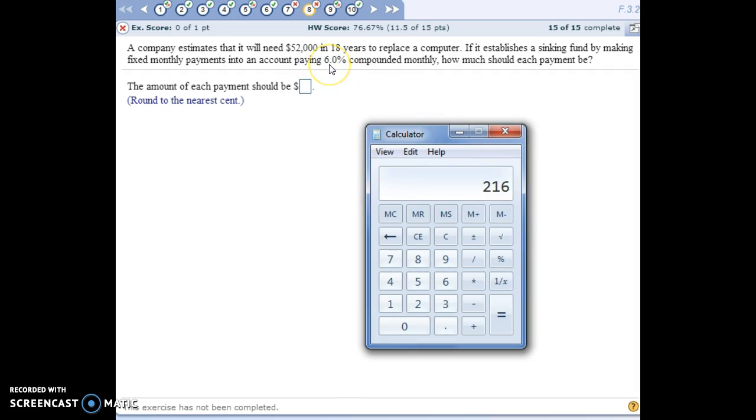And then you have a different interest rate. It's 6%. Again, it's compounded monthly, so divided by 12 and you get a monthly interest rate.